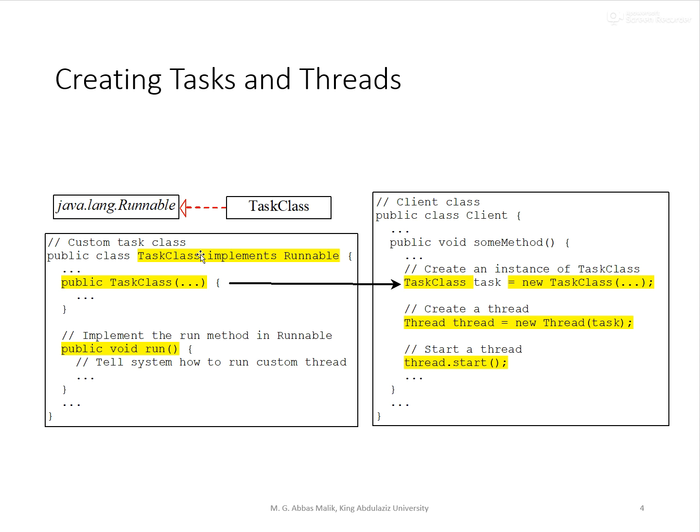Now, if we have some code that we want to run as a separate thread, that code has to be put inside a method called run that is a member method of any particular class. In this example, TaskClass. Now, if you implement this run method, that is basically the implementation of this Runnable interface, and that's why we add implements Runnable after TaskClass over here when we're declaring the class.